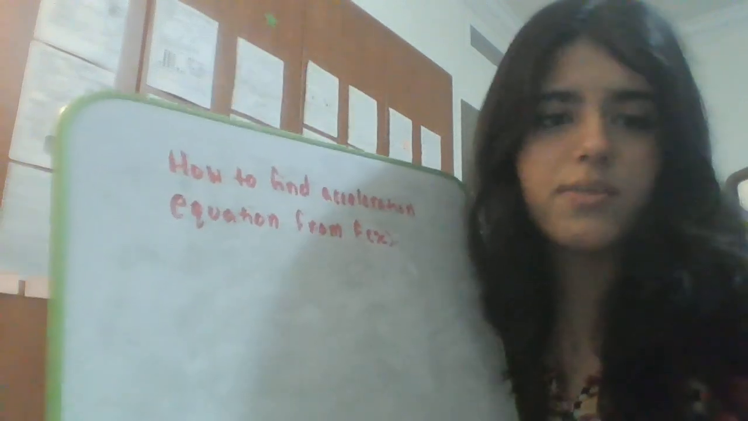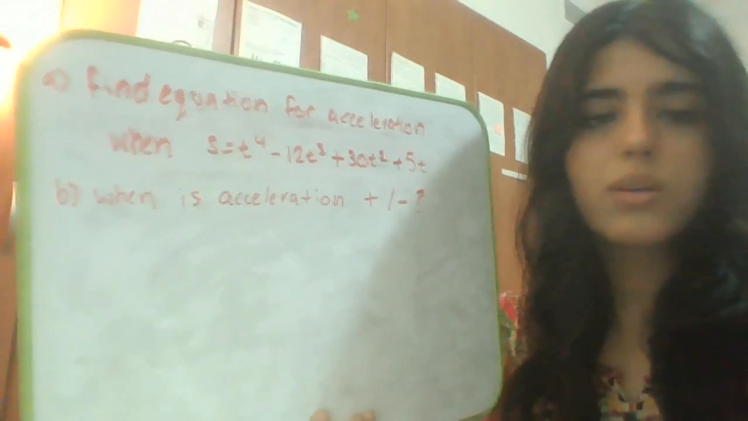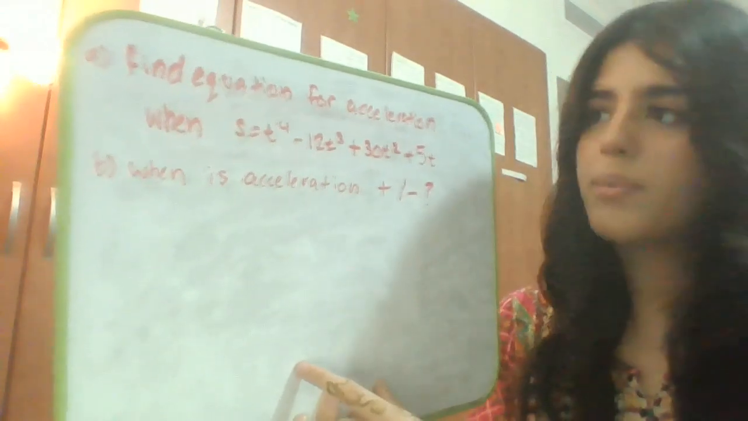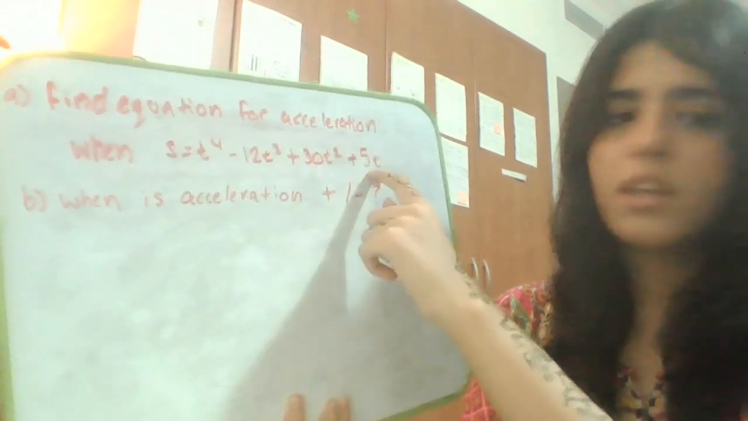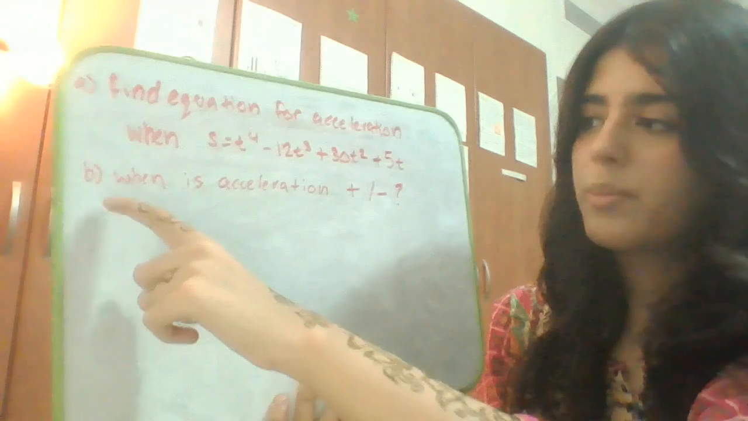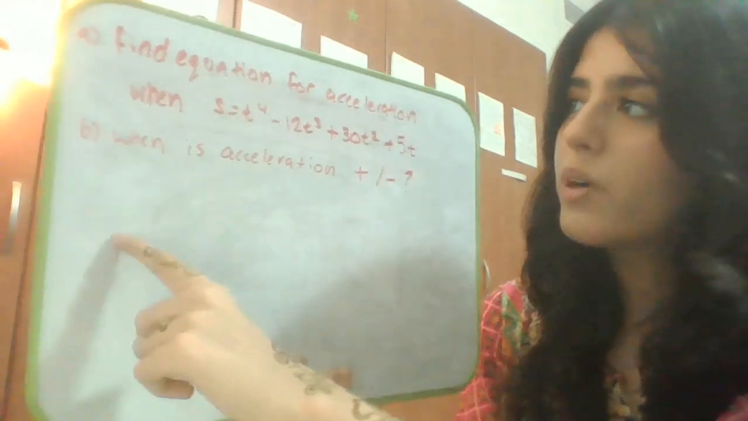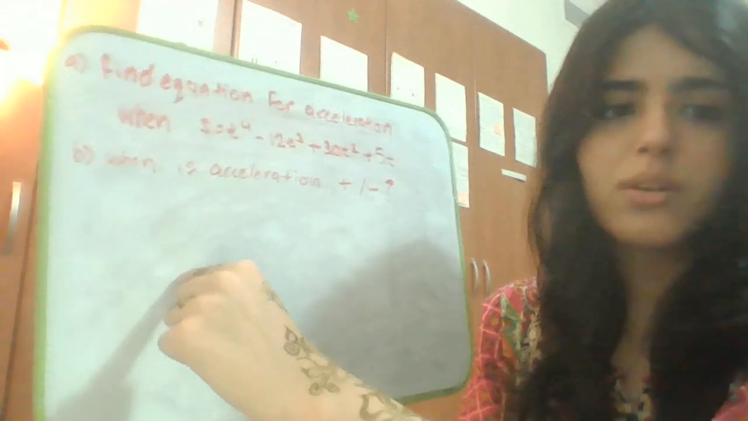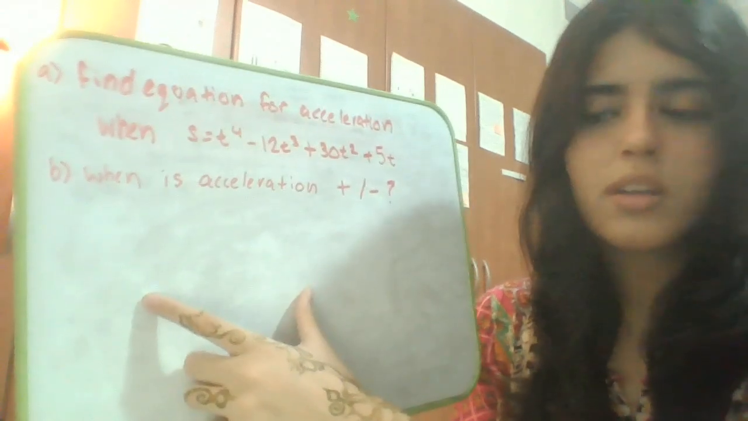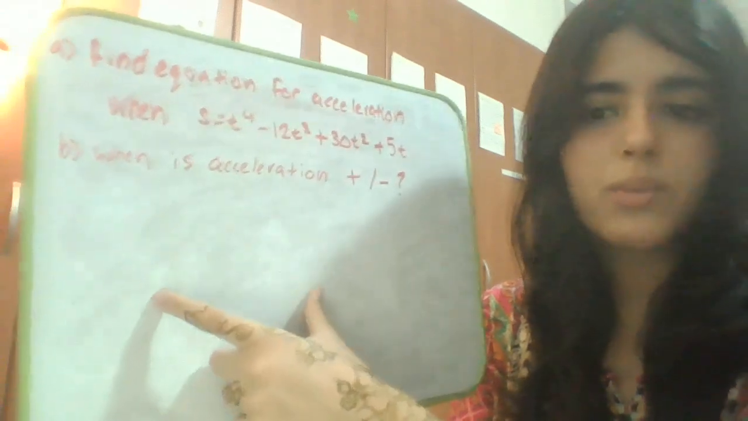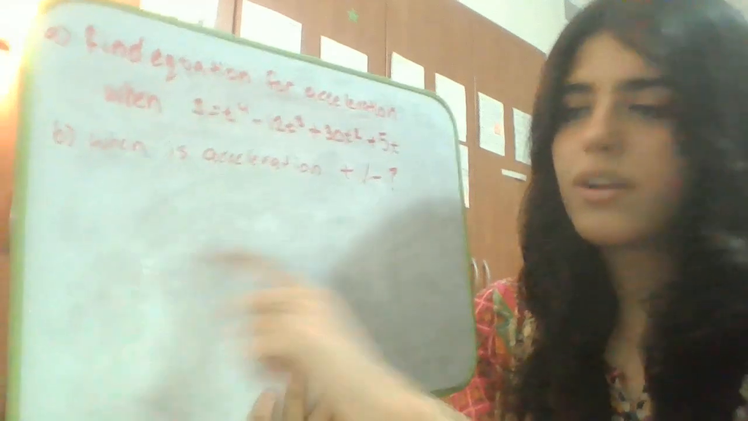So I'll show you guys the first example. This question has two parts. In part A, they're saying to find the equation for acceleration, and they gave us the equation. And B, when is the acceleration positive and negative? To do the first part, we're going to first take the first derivative, which will give us the equation for the velocity. Then after we get the velocity equation, we take the derivative again to get the equation for acceleration. I'll write it down.